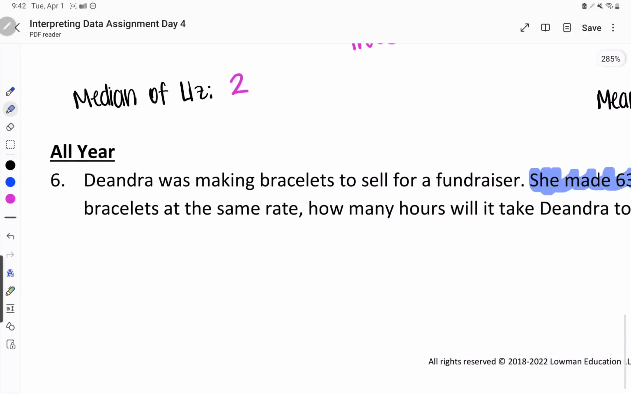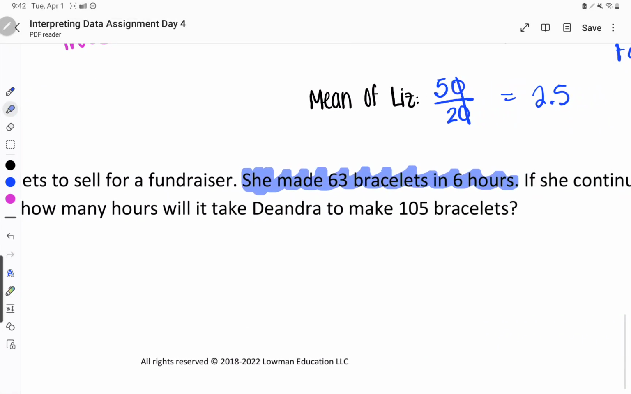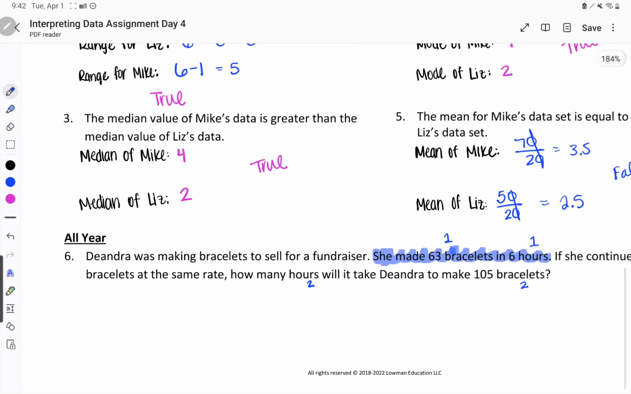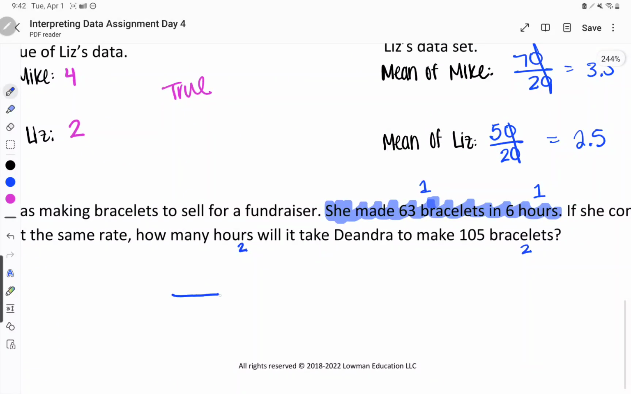My strategy is that I see bracelets once, and then I see bracelets again, so that's twice. And then I see hours once, and then I see hours again, so that makes twice. And when I see the same unit twice, I set up a proportion. So I would have blank equals blank, and I would also have my units, which are bracelets and hours.